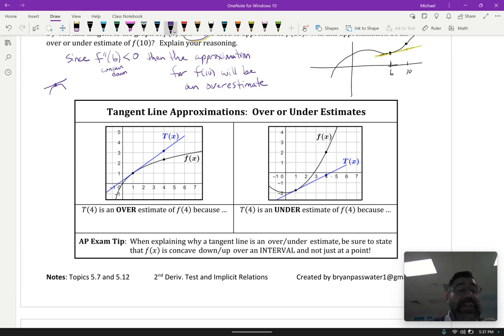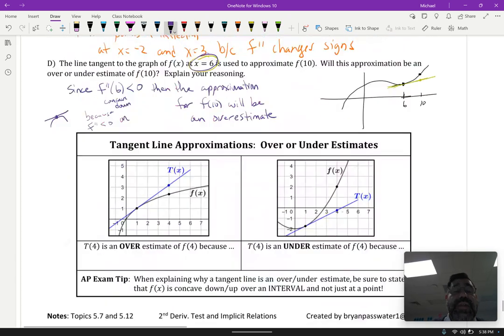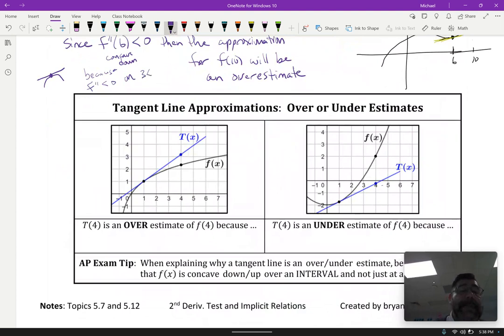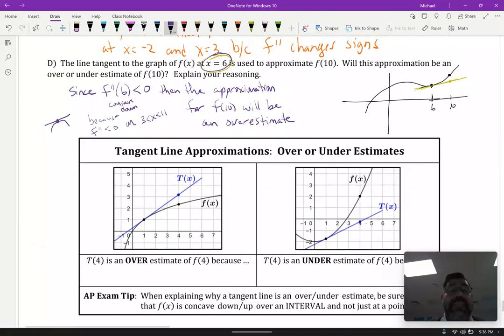Okay, so maybe we should say, since f double prime is less than 0 on the whole interval from 3 to 11, then the approximation for f of 10 will be an overestimate. And that would give you the points that you need for that particular problem.